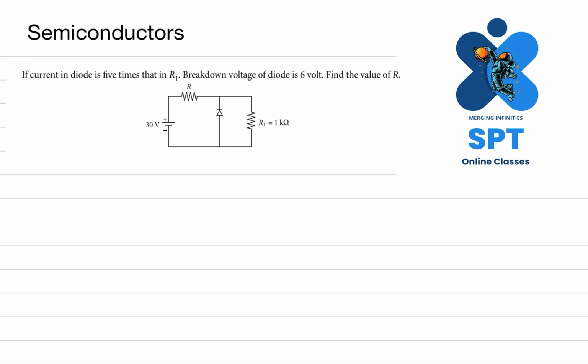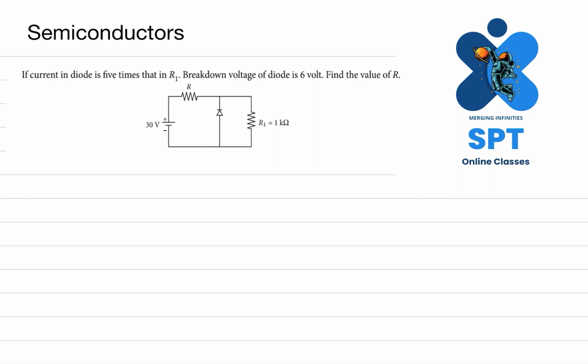So this is a question from semiconductors, and in this question it's mentioned that if the current in the diode is 5 times than that of the resistor R1, where the breakdown voltage of the diode is 6 volt, you need to find the value of R.